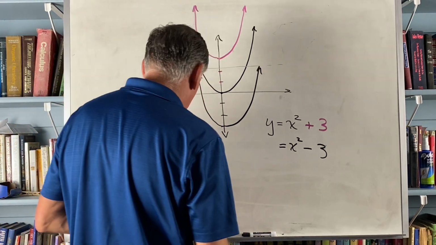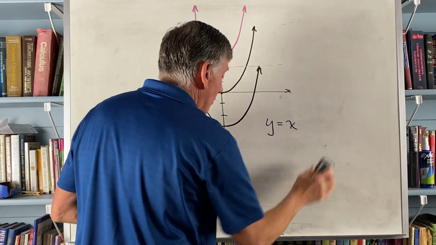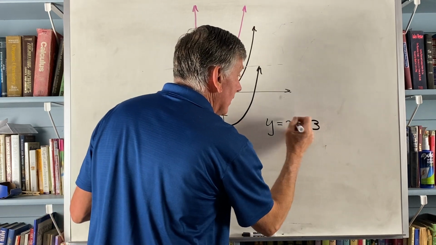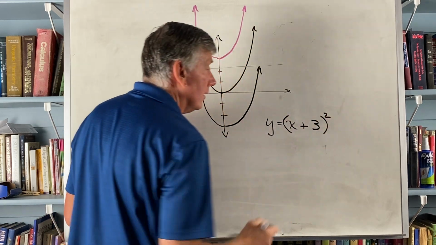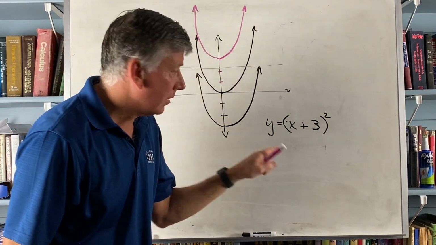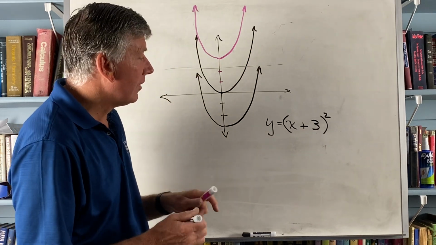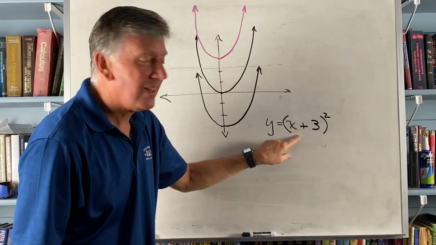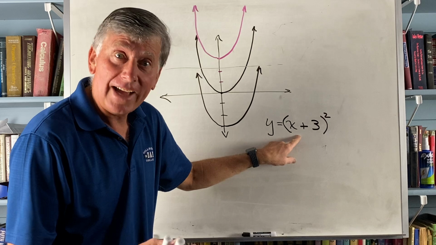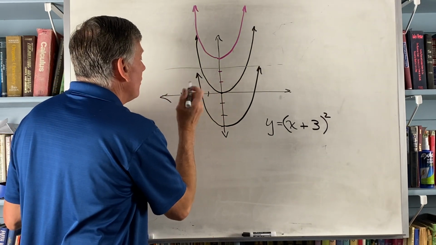Now, what I want to do is I want to put the plus 3 inside and square it. When you do that in Desmos, you're going to see it move not to the right like you might think, but it goes to the left. And I want you to think of, what do I have to do to this to make it get back to normal? Well, I have to subtract 3, and that is exactly what happens. This whole thing moves to the left.